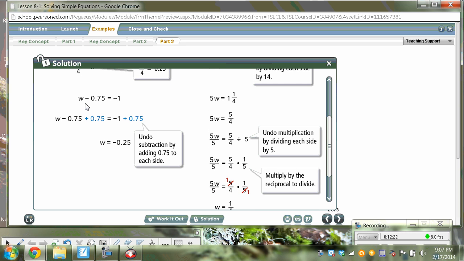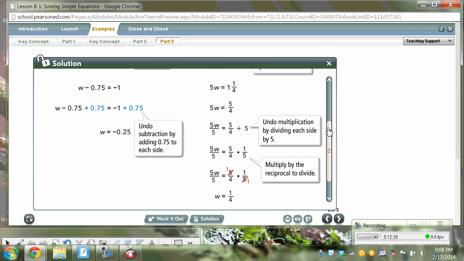So now I have W minus 0.75. So if I have a minus here, I need to have an add to undo it. When I do that, I end up with W equals negative 0.25. Ooh, that should be the one that's out, but we're not done. We need to still check to make sure they didn't try tricking us and giving us two that were bad.